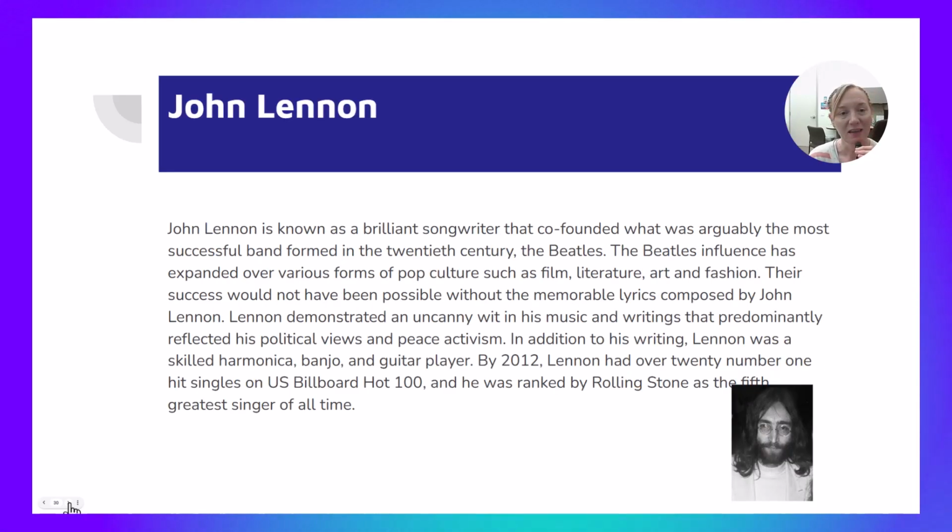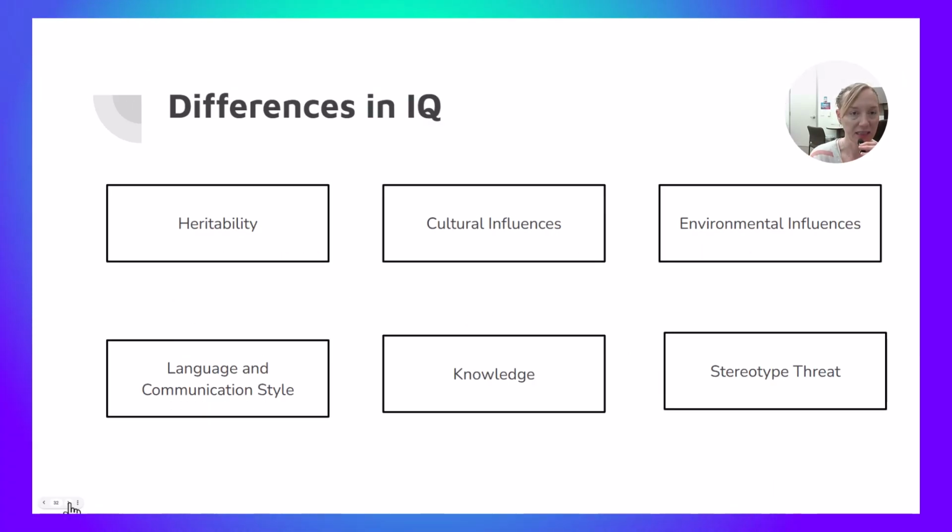We think about John Lennon, obviously famous singer, songwriter, part of the Beatles. I'm not going to read it to you. If you want to read it, go ahead and pause it. Essentially, he has very high musical intelligence, correct? All right, LeBron James, kinesthetic.